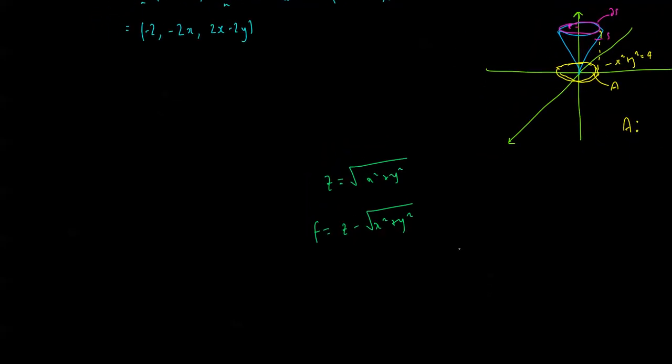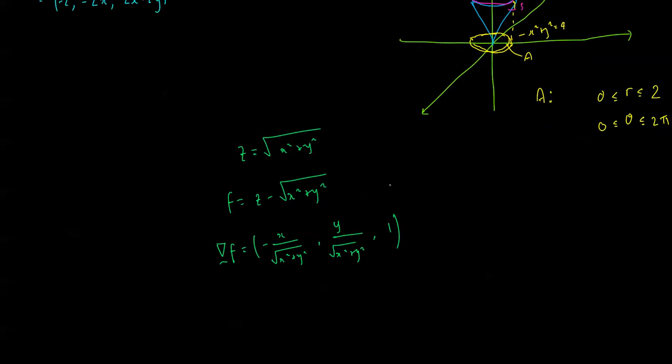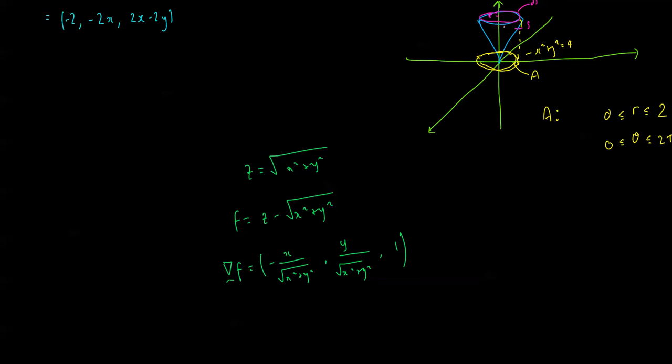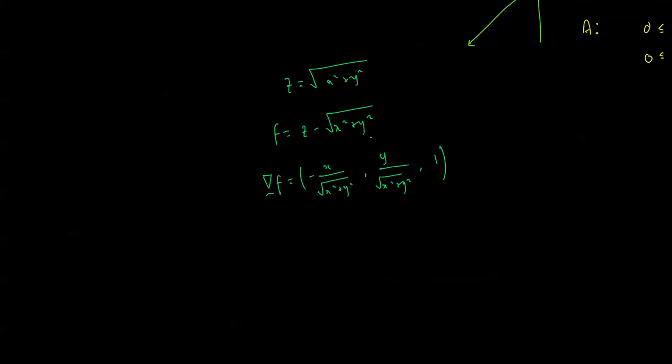Alright, so grad f is equal to negative x on the square root of x squared plus y squared, positive y on the square root of x squared plus y squared, and positive 1. Okay, so you need that positive 1 because, well, actually we've got a downward normal now, so this would be negative 1. So we need negative grad f.